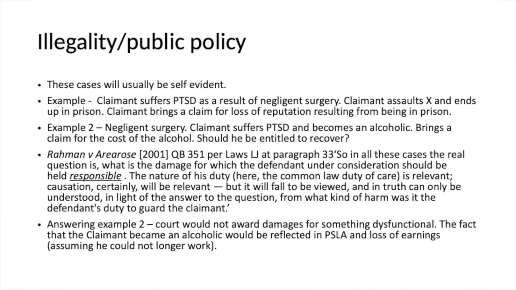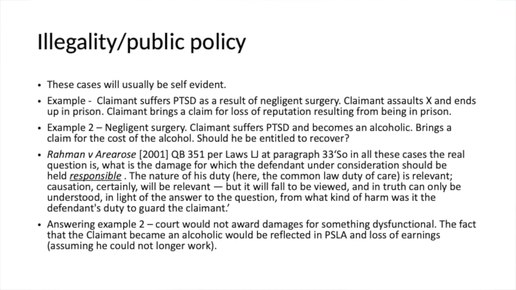So let's look then at another area, illegality and public policy. Again, like cases of pure economic loss, they're going to be few and far between, and they're usually going to be pretty self-evident when you see them, either as a claimant or as a defendant. Let's just consider, though, a couple of examples to try and flesh this out a bit more. So the claimant suffers from PTSD as a result of negligent surgery. The claimant assaults X and ends up in prison. The claimant brings a claim for a loss of reputation resulting from being in prison. I don't think anyone would seriously contend that the court would entertain such a claim.